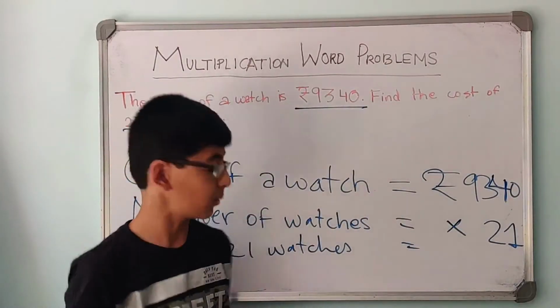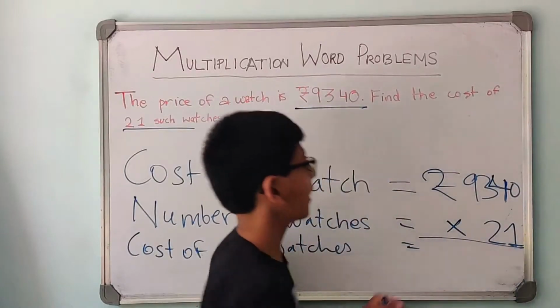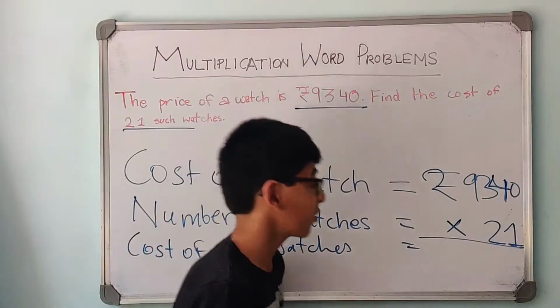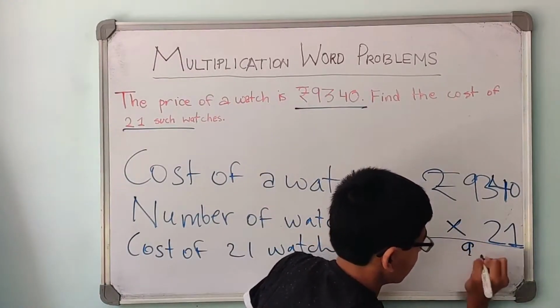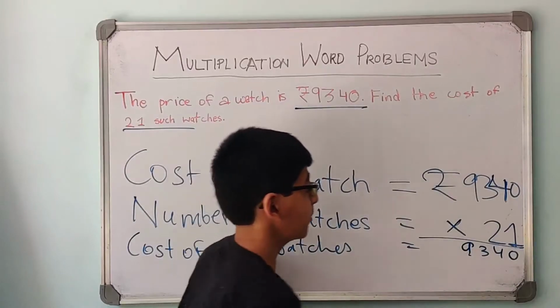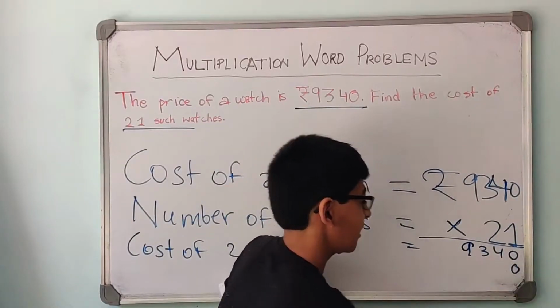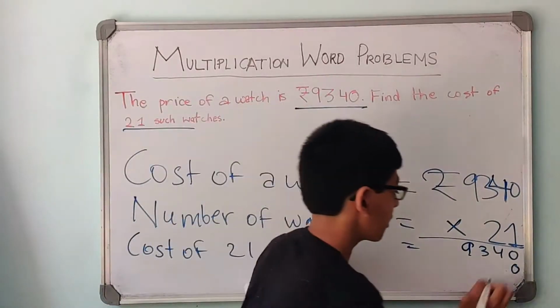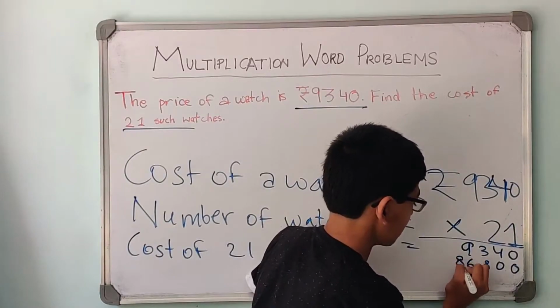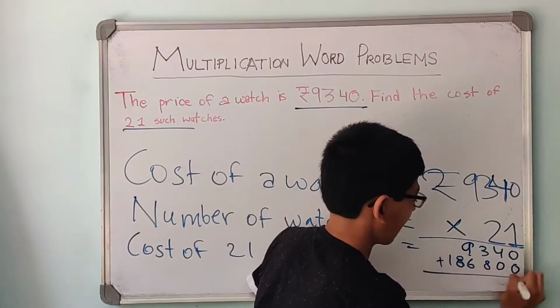So the cost of 21 watches is going to be 9,340 into 21. First you have to multiply with 1. And once we multiply with 1, the answer is going to be the same. So we can directly write 9,340. Now put this 0. Now we have to multiply with 2. 2 zeros are 0. 2 fours are 8 and 2 threes are 6. 2 nines are 18.